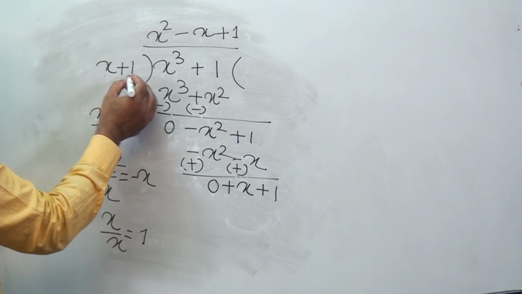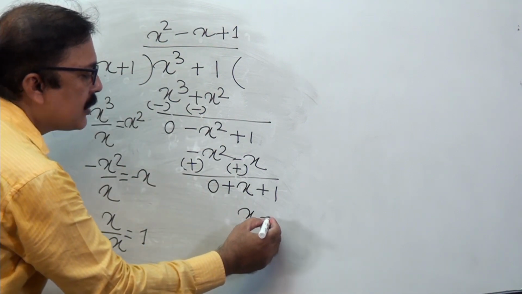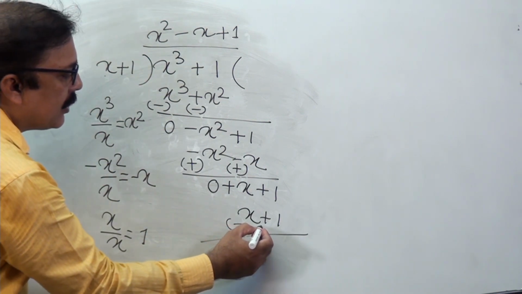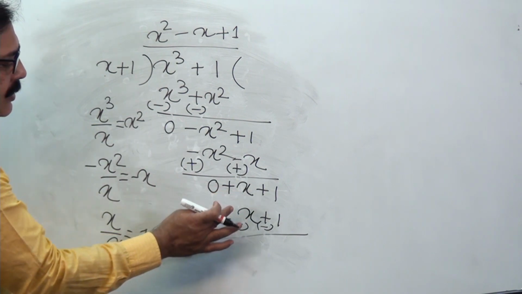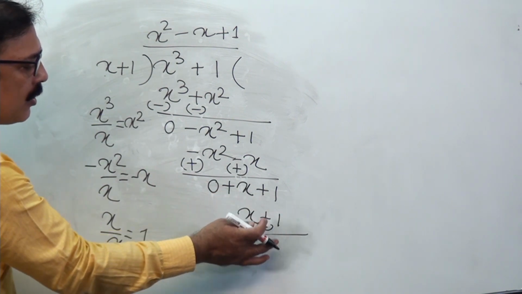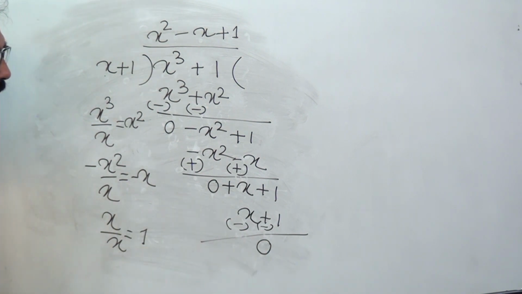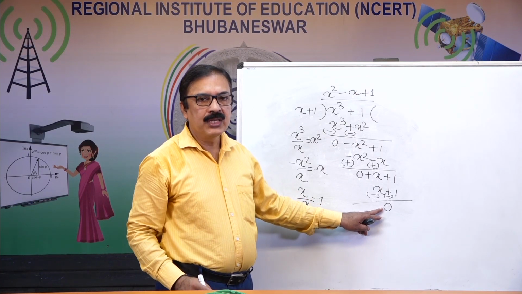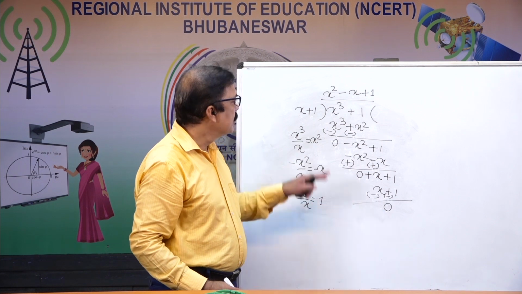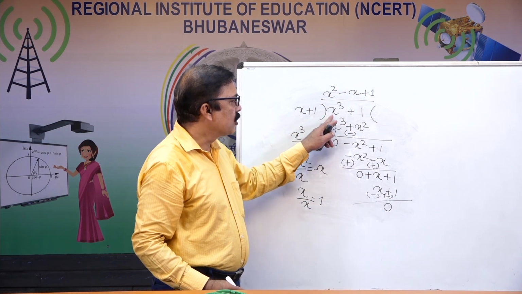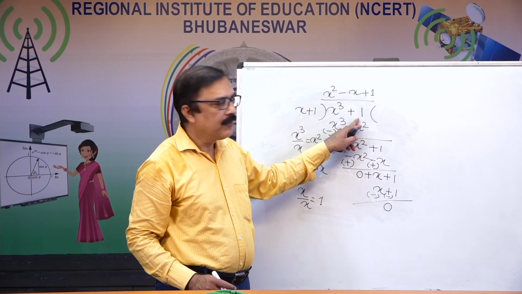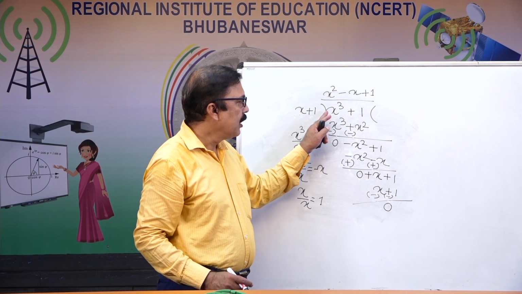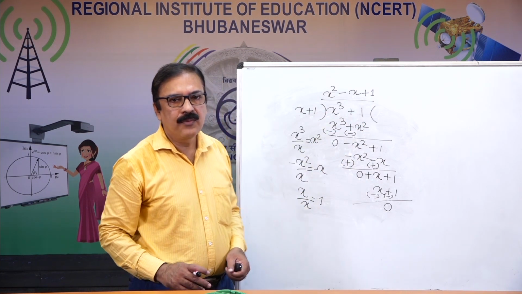Multiply this 1 with x plus 1 will give x plus 1. Now subtract. If we subtract it, then what do we get? x minus x is 0, plus 1 minus 1 is 0. Earlier we got the remainder as 0 using the remainder theorem. So in that case, x plus 1 and x cube plus 1, what is their relationship? x plus 1 is a factor of x cube plus 1, and x cube plus 1 is a multiple of x plus 1.